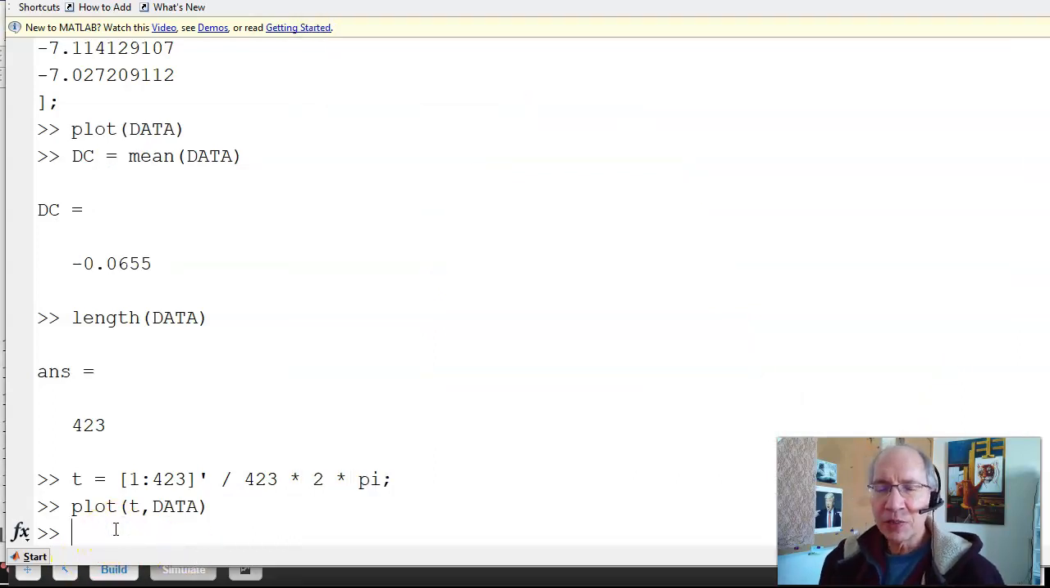Now let's find the Fourier transform. The DC term is the average. The first harmonic is twice the mean of your data multiplied by e to the minus j omega naught t. And omega naught is 1, because I picked the period to be 2 pi, times t.